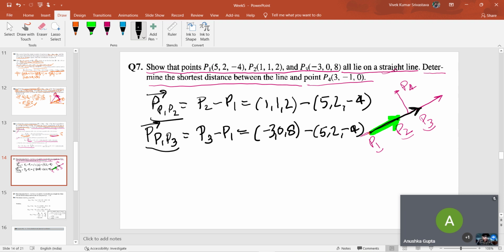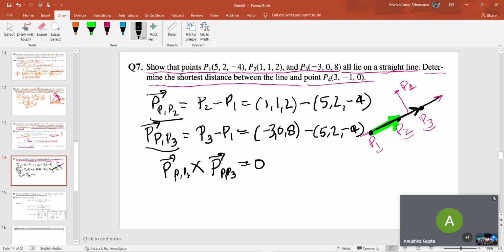And after that, for finding out whether these points lie on the same line or not, you have to take the cross product of these two, that is p1 p2 cross p1 p3. If this cross product is 0, then you can say that these 3 points lie on the straight line. So that's how you can determine whether the points lie on the straight line or not.